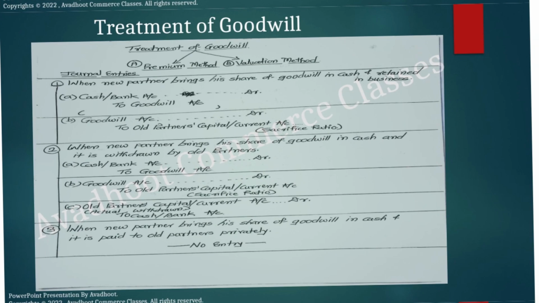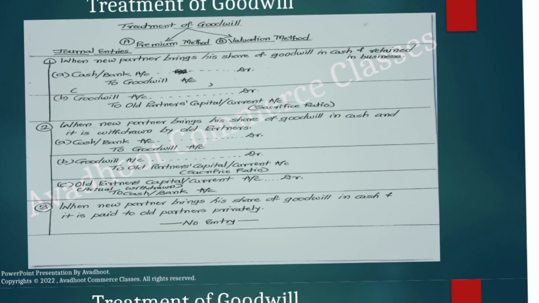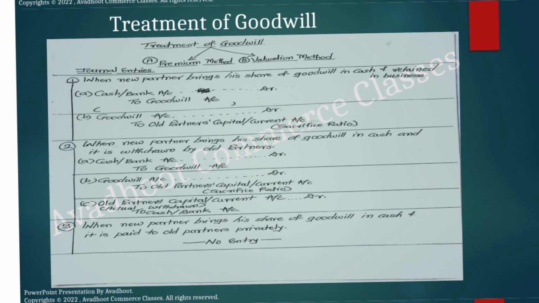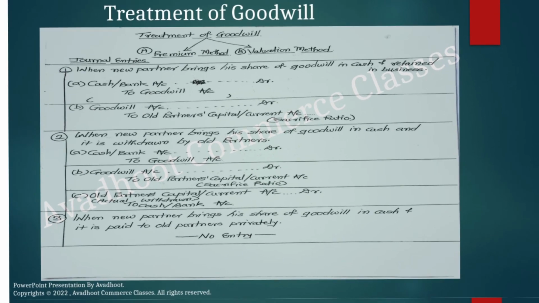Now, how to make the adjustments of goodwill given in the problem in our accounting? That is called treatment of goodwill, how it is to be made. The treatment of goodwill may be done in two ways: the premium method and the valuation method.